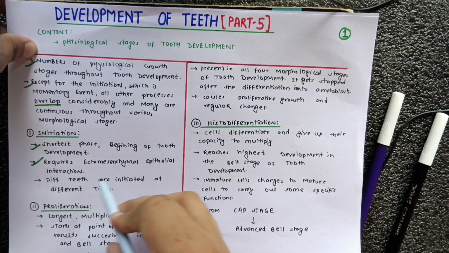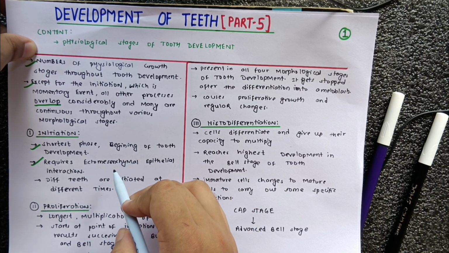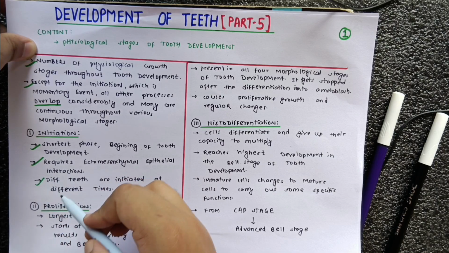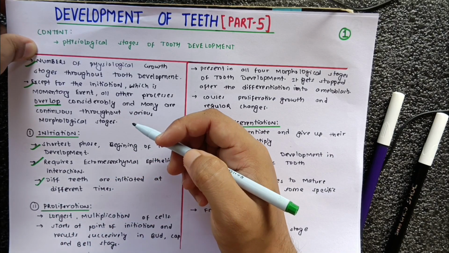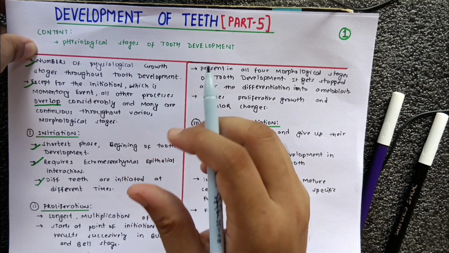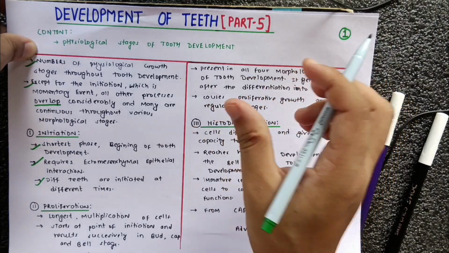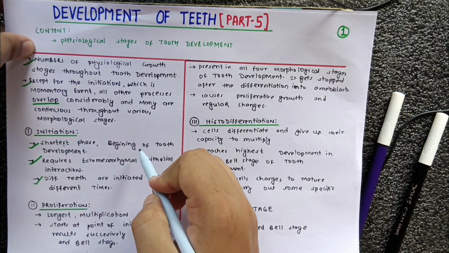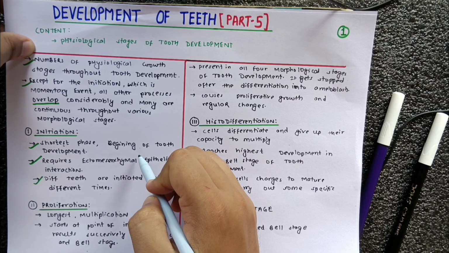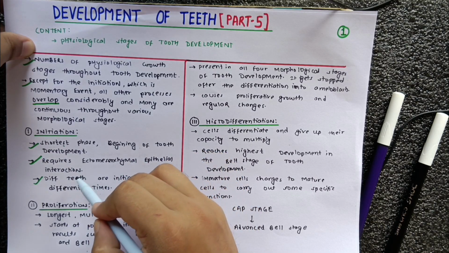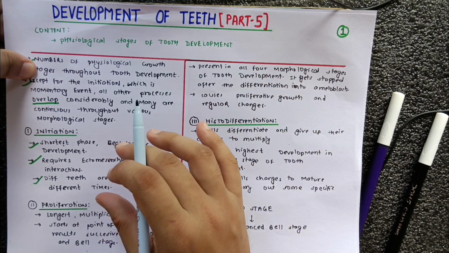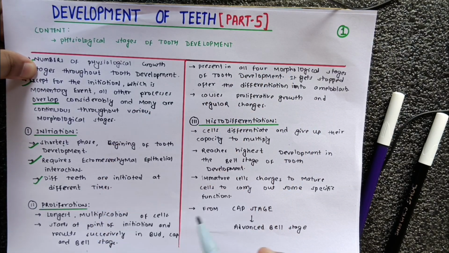Ectomesenchymal and epithelial interaction is very important to understand, and different teeth are initiated at different times. As I discussed in the first video, there is a different time period for the development of different teeth. So just remember it is one of the shortest phases, it is the start of tooth development, and it requires ectomesenchymal and epithelial interaction. That is important to remember from this stage.